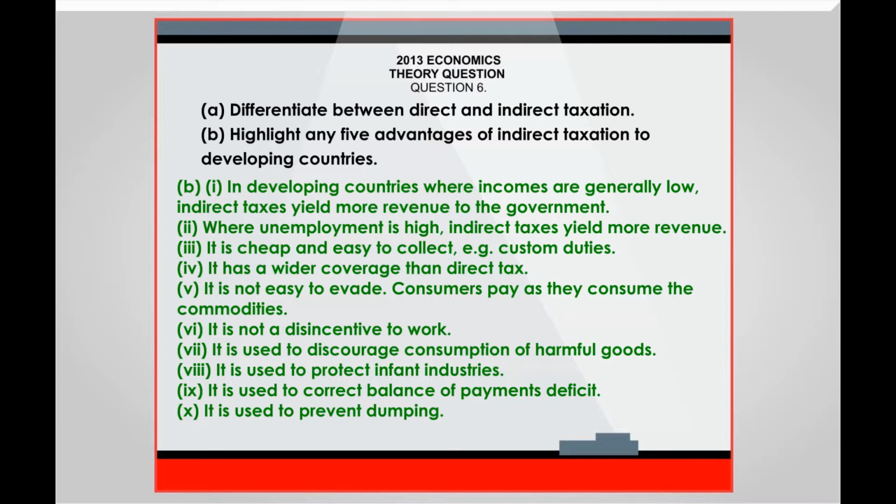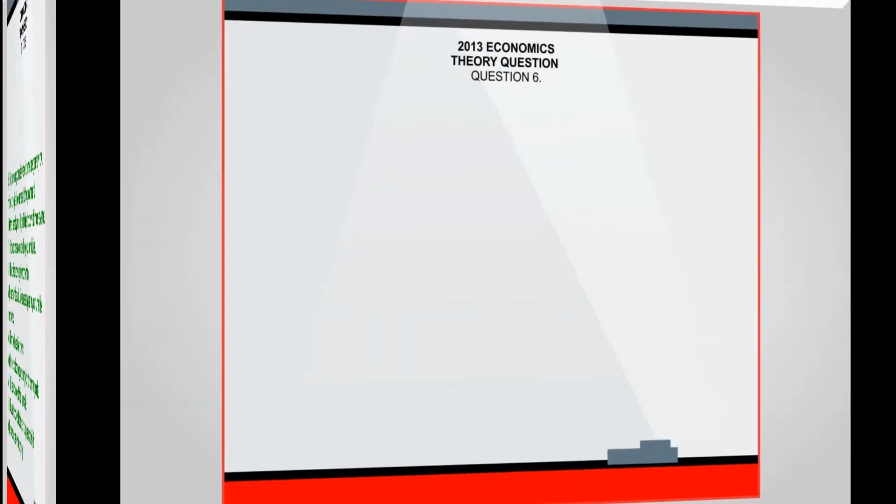VI. It is not a disincentive to work. VII. It is used to discourage consumption of harmful goods. VIII. It is used to protect infant industries. IX. It is used to correct balance of payments deficit. X. It is used to prevent dumping.